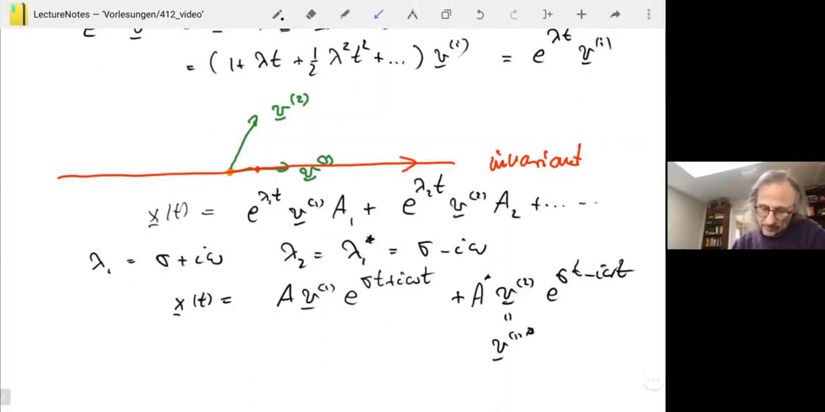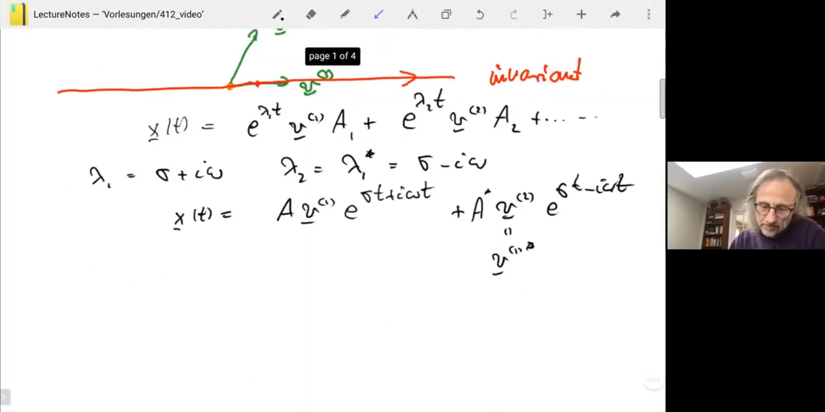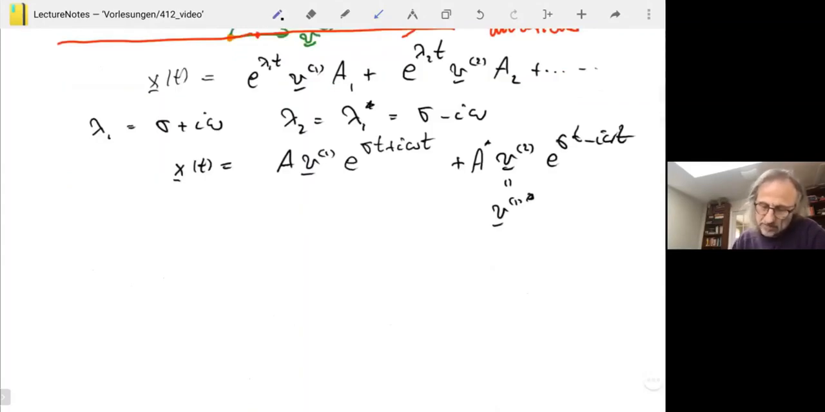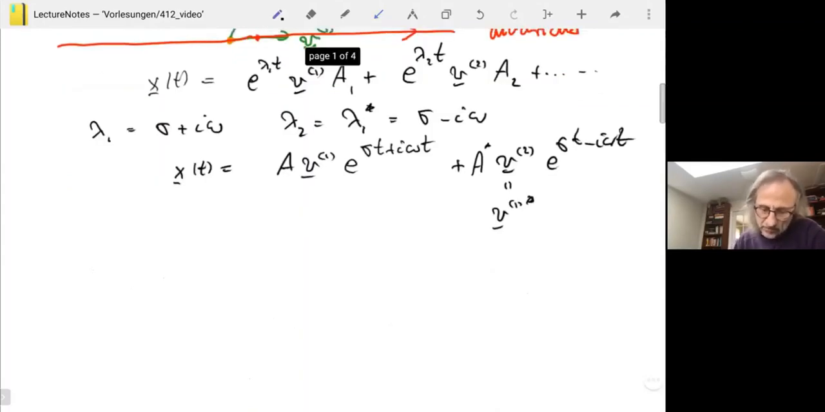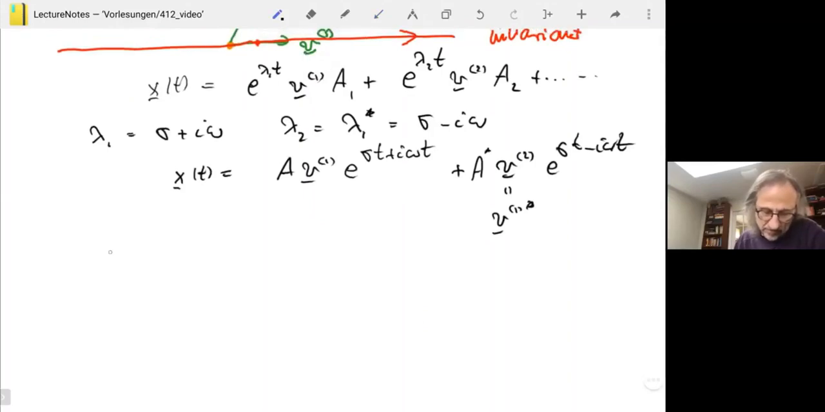So let's take a simple 2D example. Let's assume our matrix is diagonal, so we simply have lambda 1 and lambda 2 like that. We can almost get into this form by a similarity transform. So let's say this is our L.